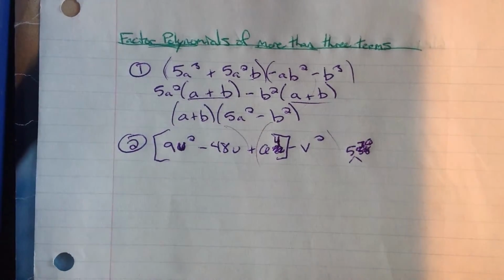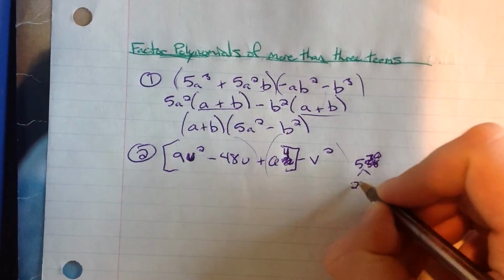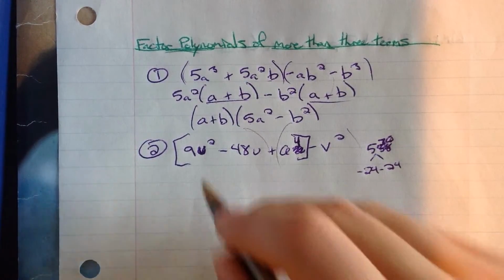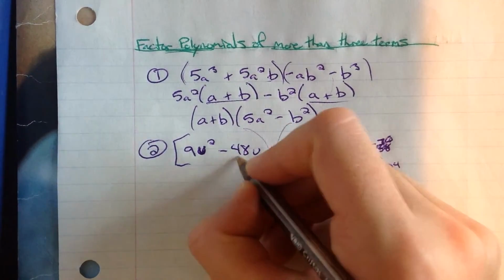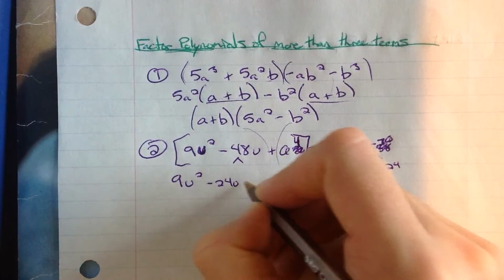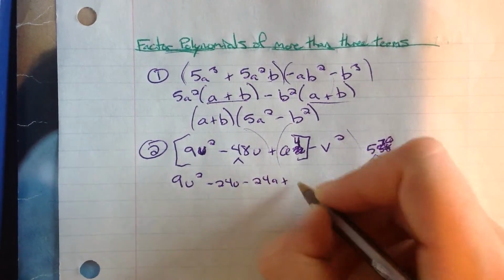So 576. So you get 24 and 24 negatives, or what we'd need to add together and get a negative number. So we'd stick them in for this. So we get 9u squared minus 24u minus 24u plus 64.